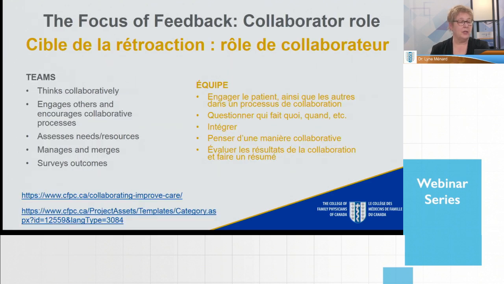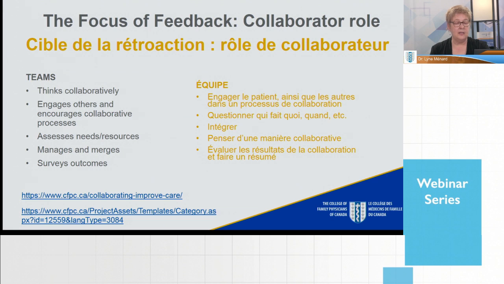For the collaborator role, the Health Professional Educator Group of the CFPC have put together tools to help teach and assess the collaborator role that can be found on the CFPC website via the link on the slide. And they came up with the acronym TEAMS to help teachers remember what to look for and give feedback on. In French, the acronym is EQUIPE.